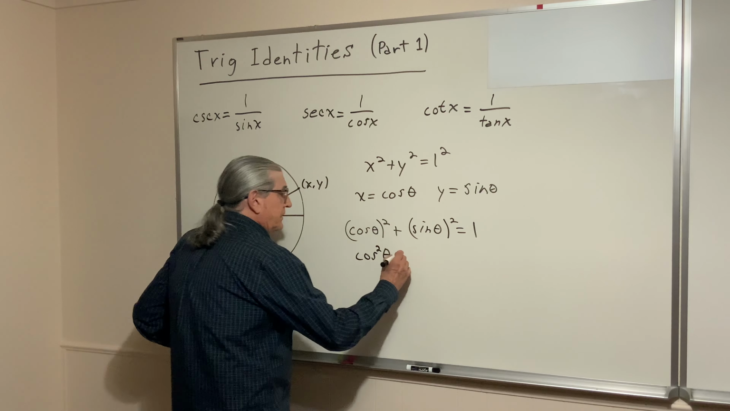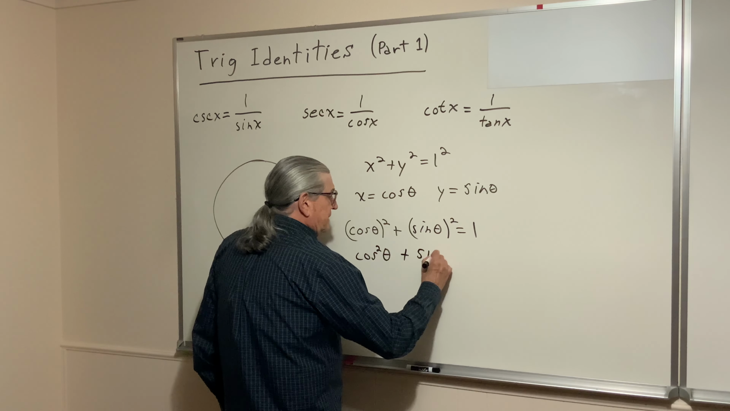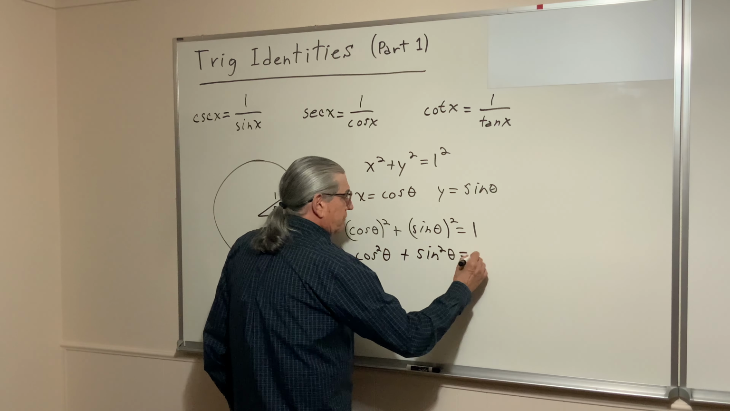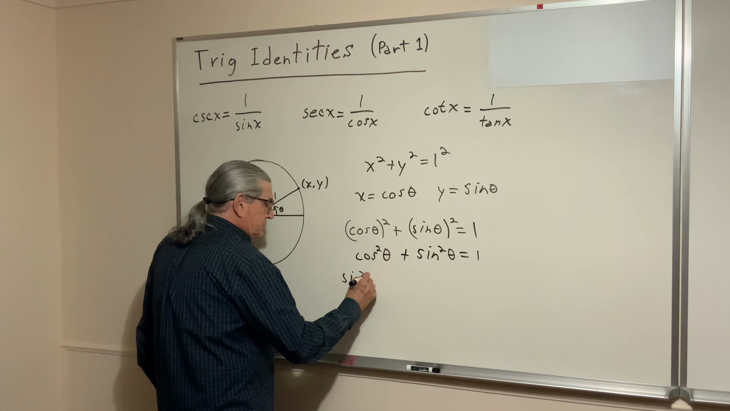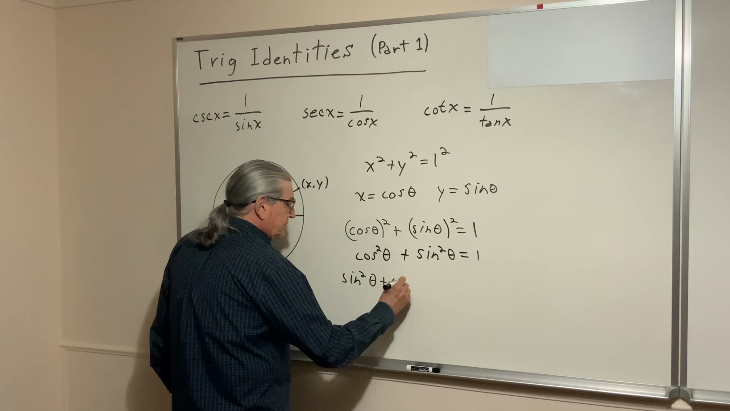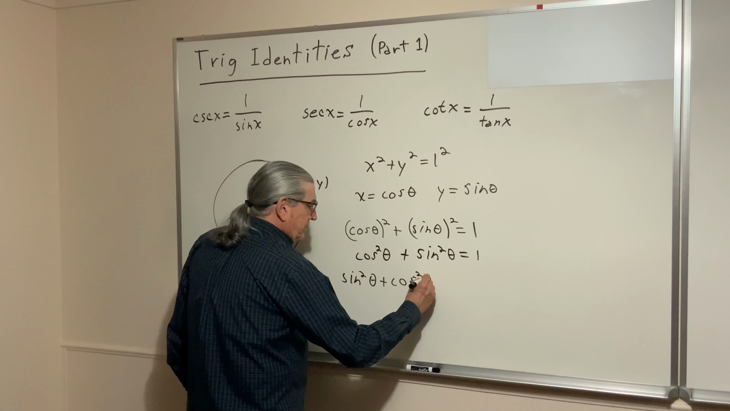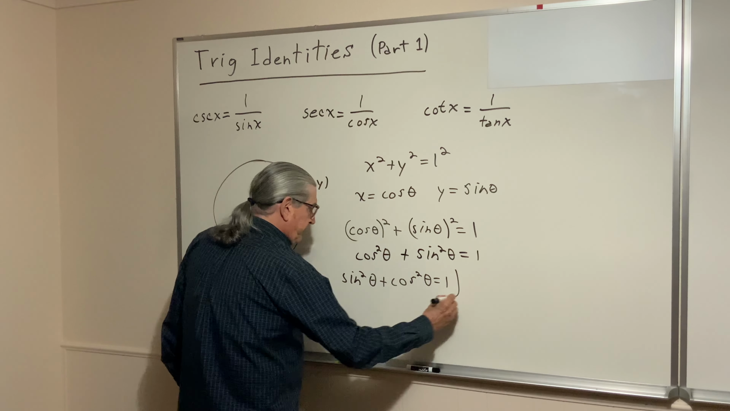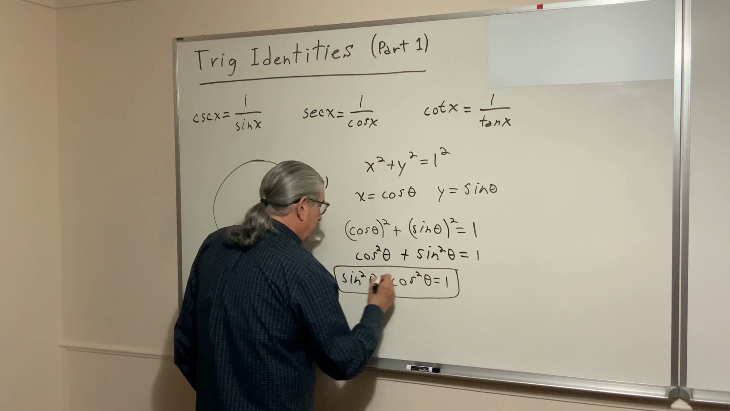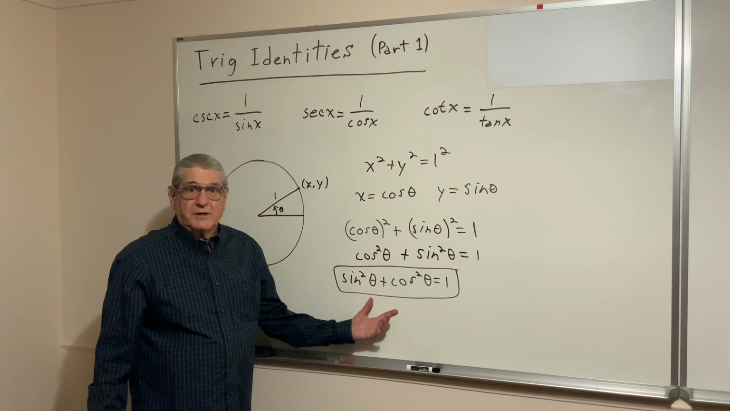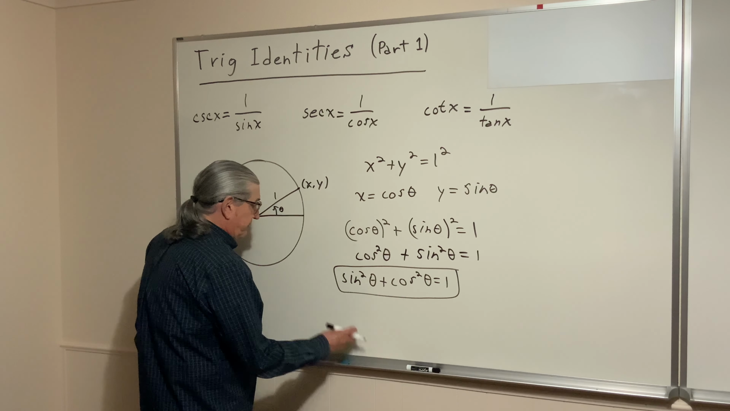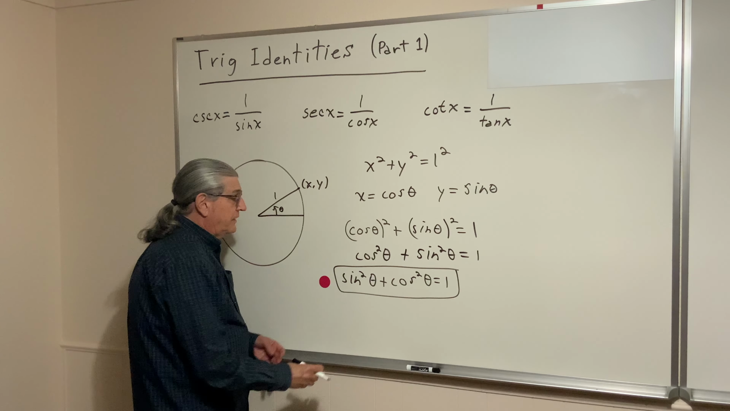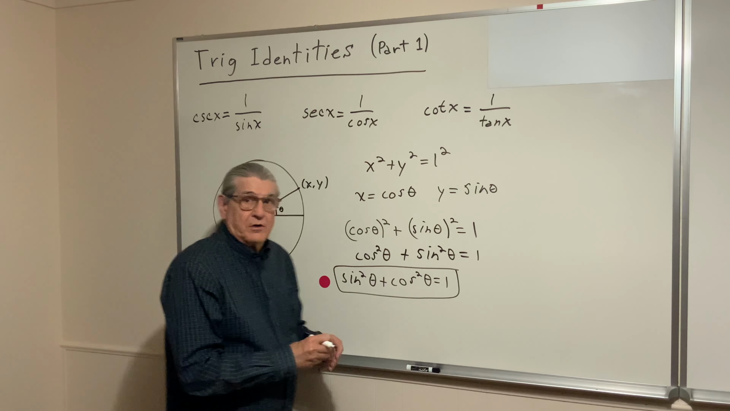So the cosine squared theta plus the sine squared theta equals 1. Or we tend to write it this way: the sine squared theta plus the cosine squared theta equals 1. This is our most important identity for putting our sines and cosines together in an equation. All right, so let's go over to the other board and we'll work with this some more.